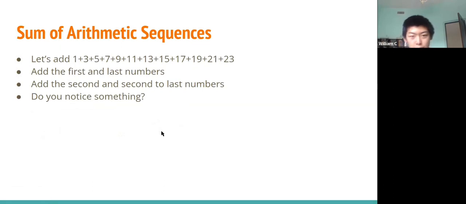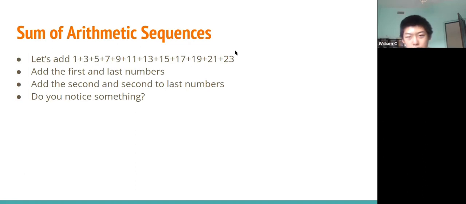So now let's talk about the sum of arithmetic sequences. To do this, let's try to add 1 plus 3 plus 5 plus 7 all the way to 23. Note that we add 2 every time. One way to do this is just do it, but it might take a while, and there's a faster way to do it. So first we add the first and last numbers, then add the second and second to last numbers. Do you notice something?